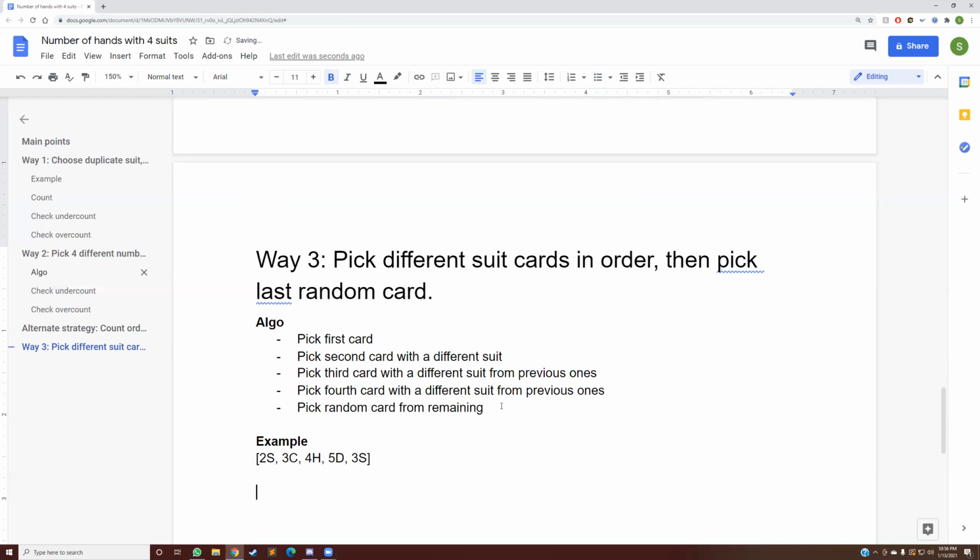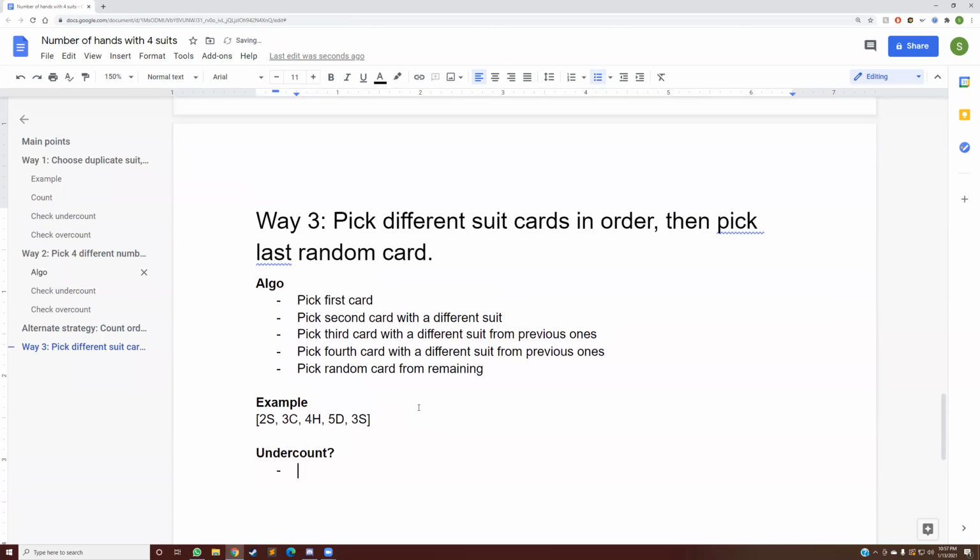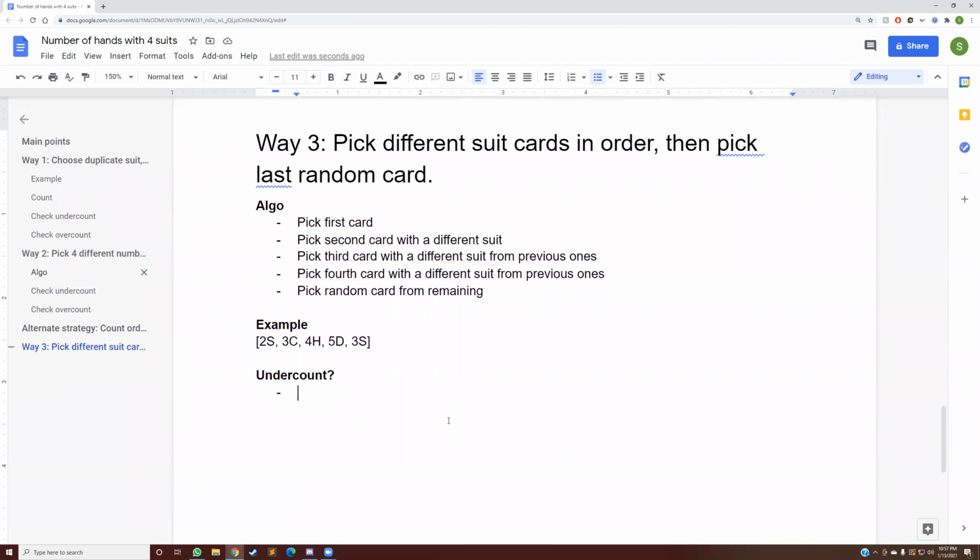Now, my question: what is the first check that we have to do? The undercount. Now, what do you think? Remember, we are talking about ordered hands. Is this an undercount? Okay, it is an undercount. Can you think of why?